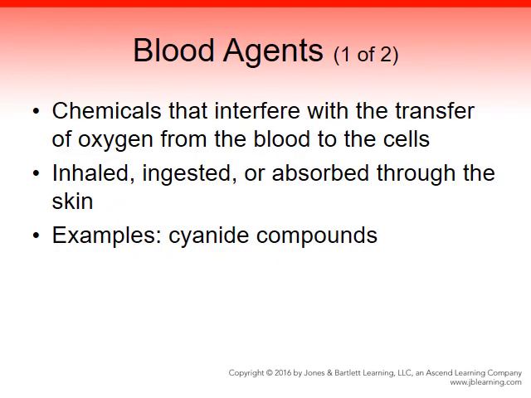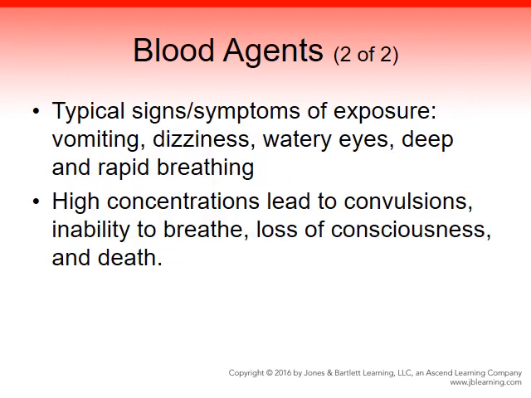Another one to be wary of, blood agents. These are chemicals that interfere with the transfer of oxygen from the blood to the cells. Inhaled, ingested, or absorbed through the skin, they can cause this problem. Examples are cyanide compounds. Typical signs and symptoms of exposure are vomiting, dizziness, watery eyes, deep and rapid breathing. High concentrations can lead to seizures and an inability to breathe, as well as loss of consciousness and, of course, death.